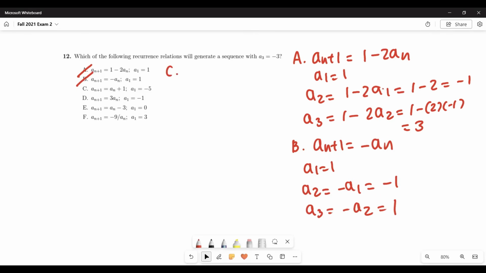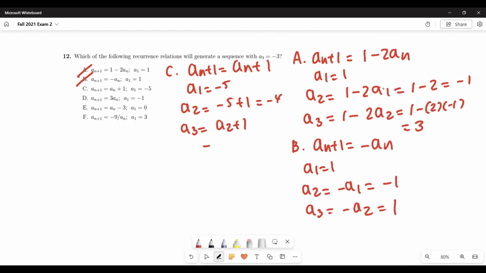Let's look at C. a(n+1) is a(n) plus 1. So a1 is negative 5, a2 would be negative 5 plus 1, negative 4. A3 would be a2 plus 1, meaning negative 4 plus 1, negative 3. So this is our answer, but we're just going to go through every single option.